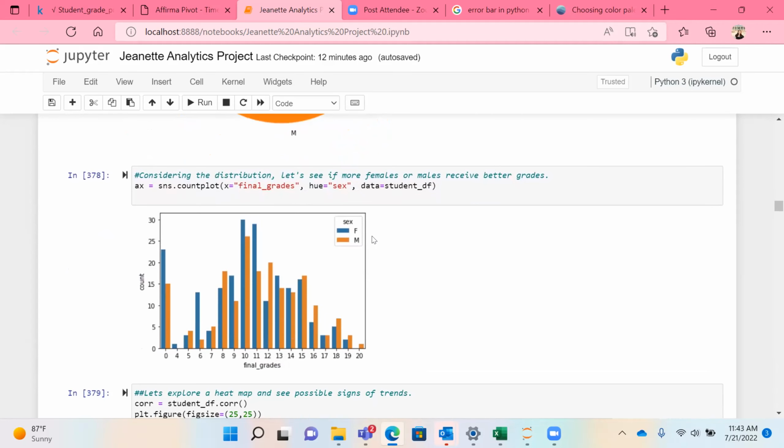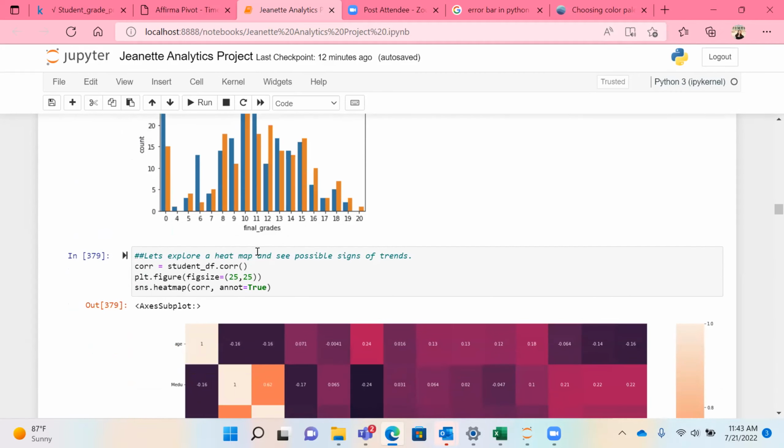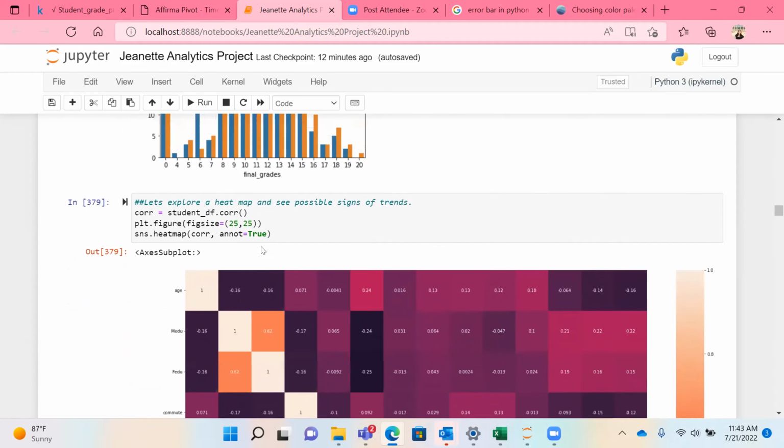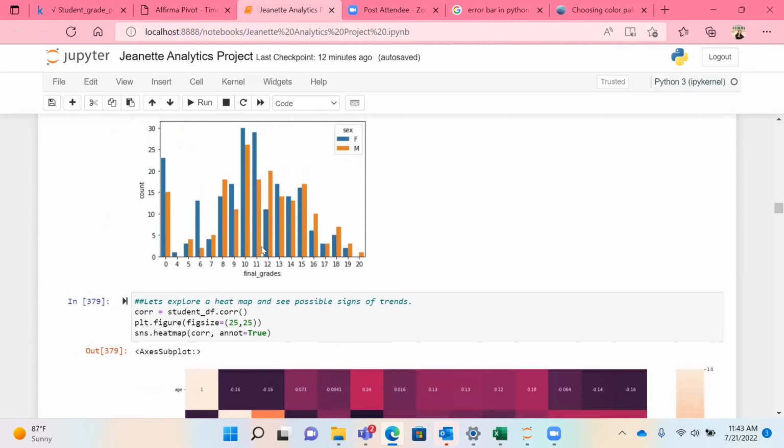So I wanted to see first off if males or females perform better. And being a girl, I was obviously a little mad at this, but I saw that males, through the data, perform better. So there's obviously a problem with the data. Yeah, obviously. I should have just ended the project there.